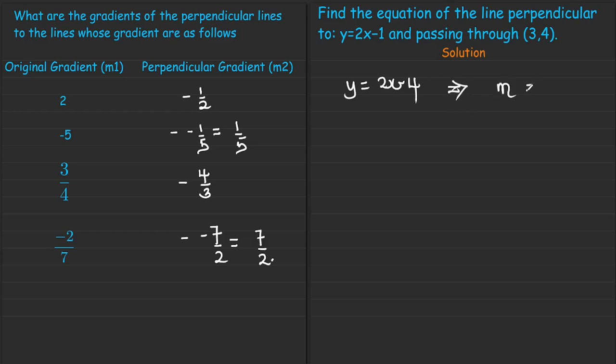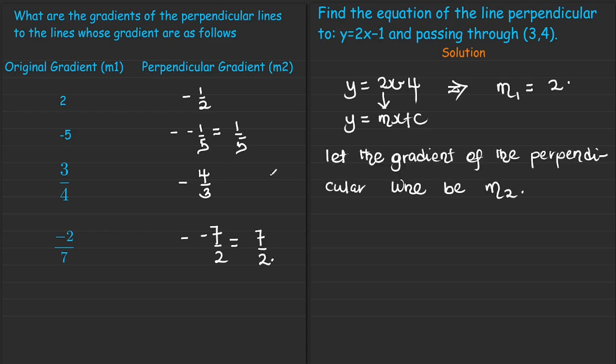So our gradient m is what? 2. That is comparing it to y equals mx plus c. So as you can see, this is our gradient. Now let's denote this gradient with what? m1. Then we let the gradient of the perpendicular line be m2. So with that done, we know that the product of these two is negative 1.